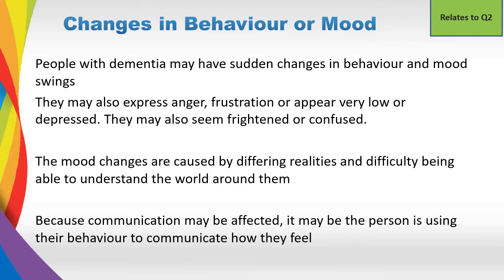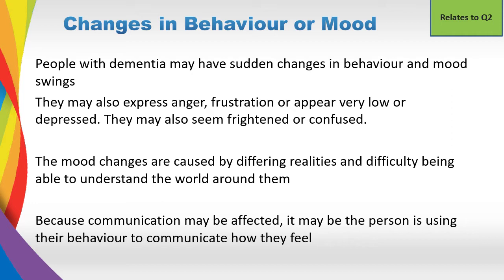Changes in behaviour or mood. People with dementia may have sudden changes in behaviour and mood swings. They could be things like anger, frustration, or they could be the opposite and appear very low or very depressed. But sometimes people can also seem quite frightened or confused. The mood changes are caused by differing realities and difficulty being able to understand the world around them.